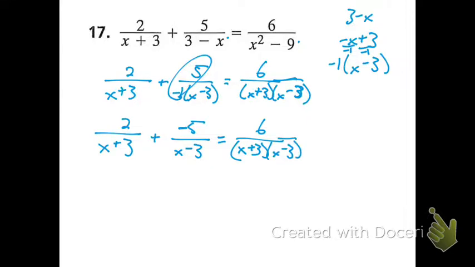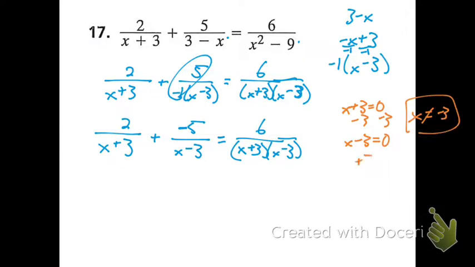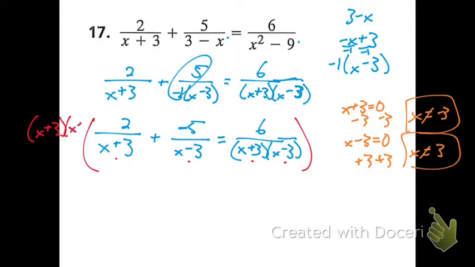So now we can start talking about our restricted values or our excluded values. If I set x plus 3 equal to 0 and x minus 3 equal to 0, I get my restricted values. x cannot equal negative 3. And if I add 3 to both sides, x cannot equal positive 3 either. So it can't be either of those. Now I'm going to multiply through by the least common denominator. It has to have an x plus 3 and an x minus 3. So I'm going to multiply through everything by x plus 3, x minus 3.